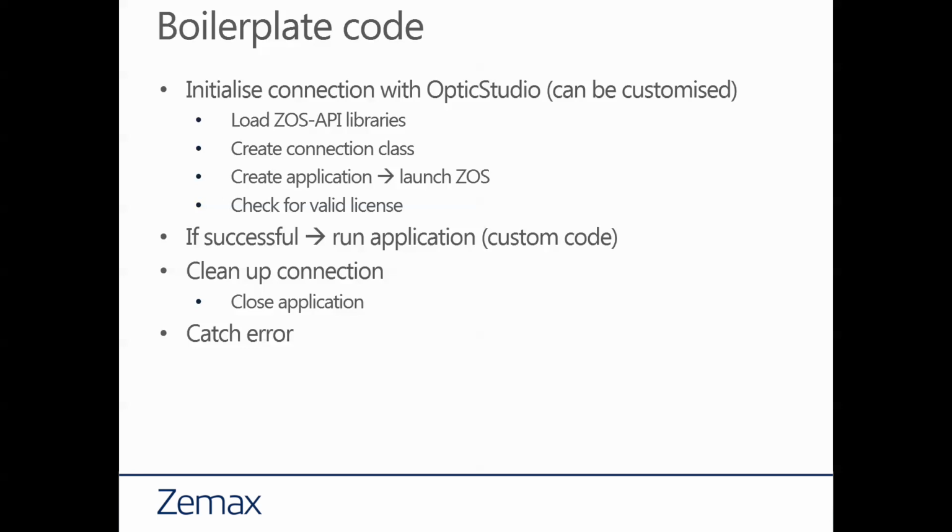If this initialization is successful, the application will be run. And this is where the custom code comes in. At the end, the connection will be cleaned up, which means it's closed, and any errors will be thrown up with a message, and the message will also be logged in a simple logging system.